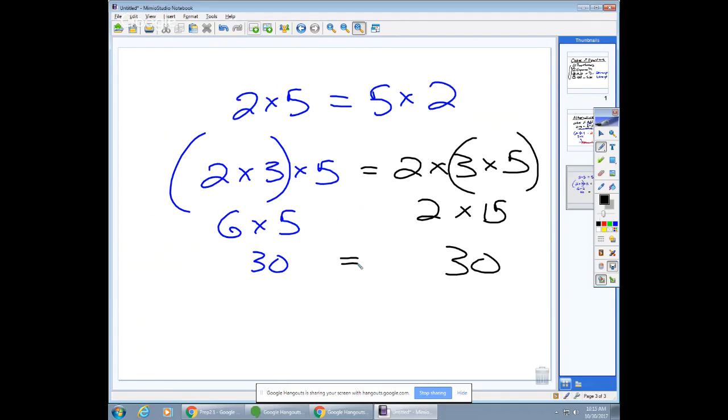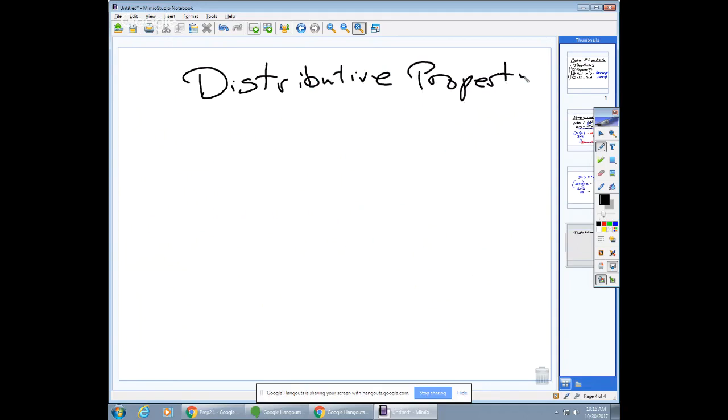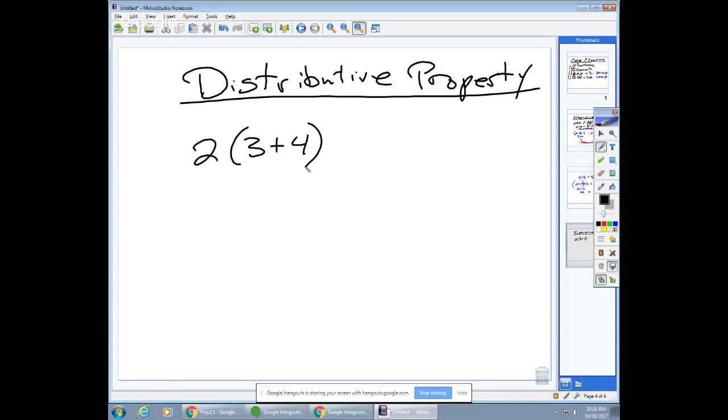Okay, one other thing I'll go over for now that we can kind of cheat the order of operations is the distributive property, which we talked about a week or two ago. So if I have 2 times (3 plus 4), order of operations says I got to do what's in the parentheses first. So 3 plus 4 is 7, times 2 gives me 14.